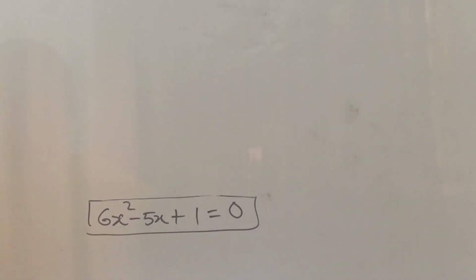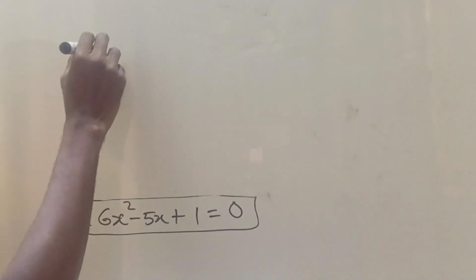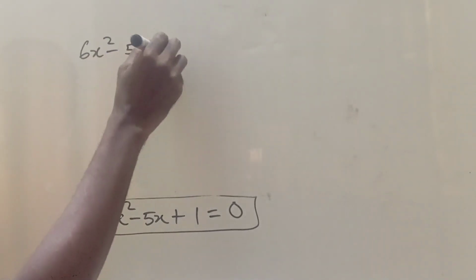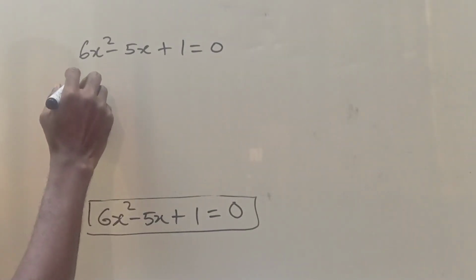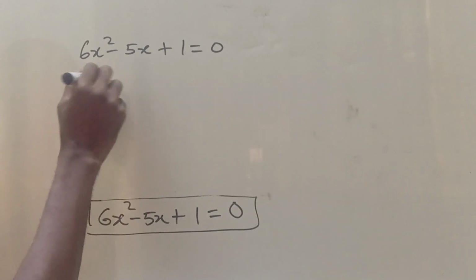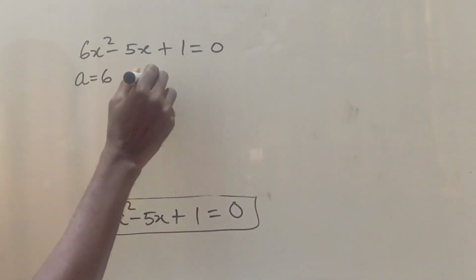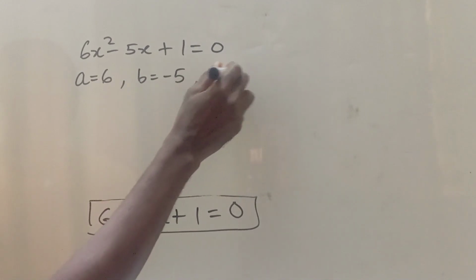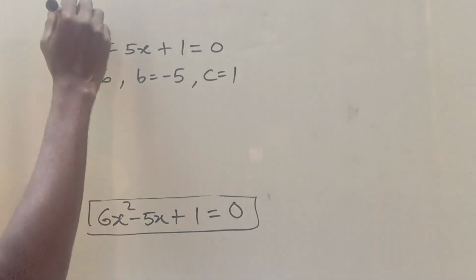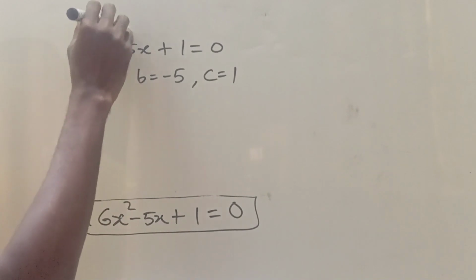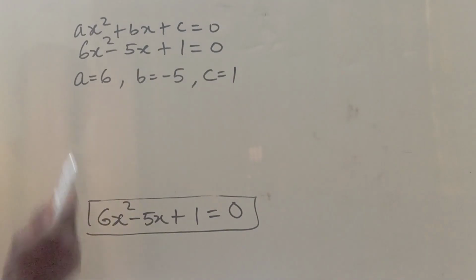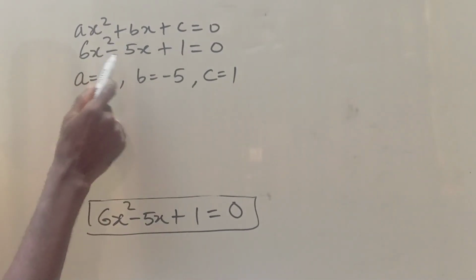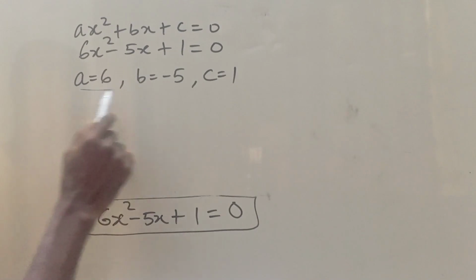All right, so let's solve what we have there. We have 6x squared minus 5x plus 1 equals 0. If we compare it to the standard form, ax squared plus bx plus c equals 0, you see that a is 6, b is minus 5, c is 1. So that's how I got this.